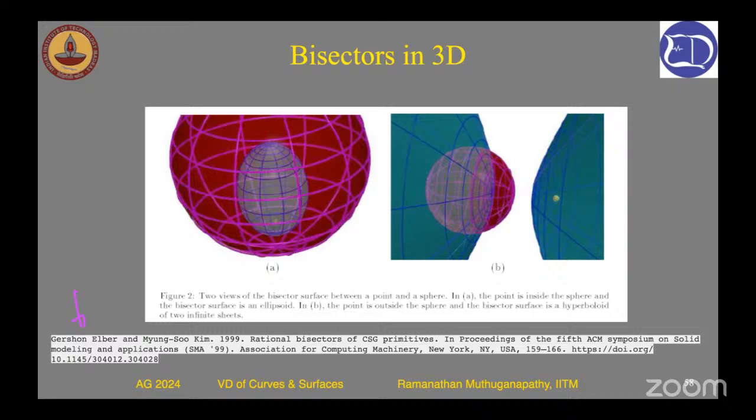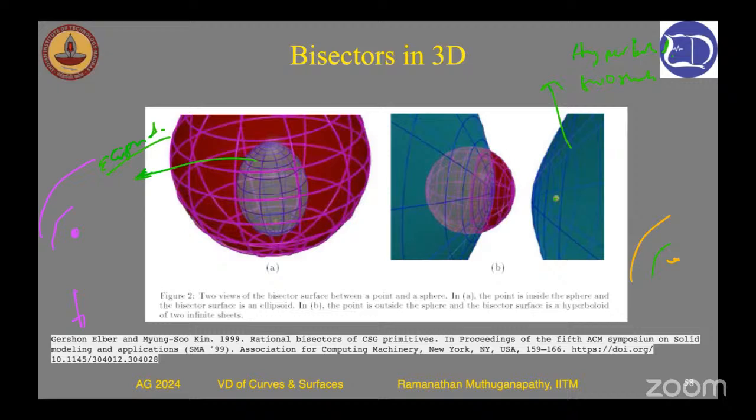This is very similar to the case of a point and a circle, where you had an ellipse as the answer. In the previous case, if you had a point and a circular arc, we know that the bisector was an ellipse. Similarly, if you have a point and a sphere, you will see that this is actually an ellipsoid. And between a point and a sphere, when the point is outside, this will be a hyperboloid of two sheets. So you get a similar answer, but somewhat more complicated on 3D surfaces.